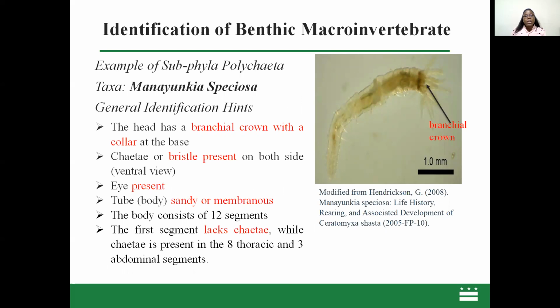One example of the polychaete worm is the Manayunkia speciosa. The general identification hint of this organism is the head part. It has a branchial crown with a collar, and an eye is present. Their body is made up of a sandy membrane, and the body segments lack chitin. The first segment lacks chitin or bristles.